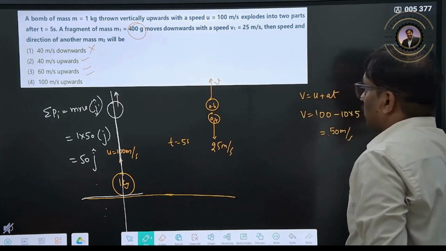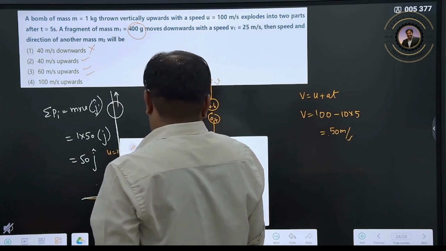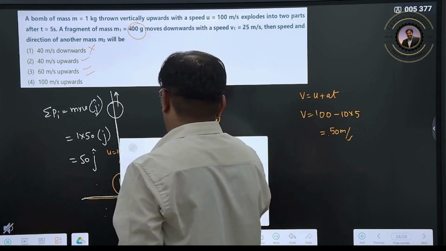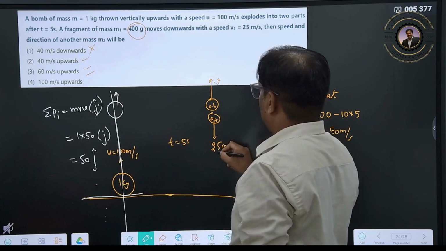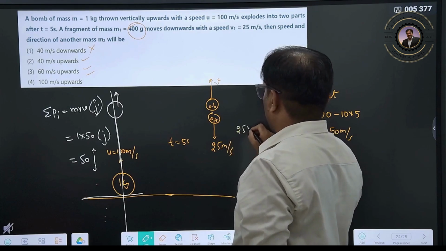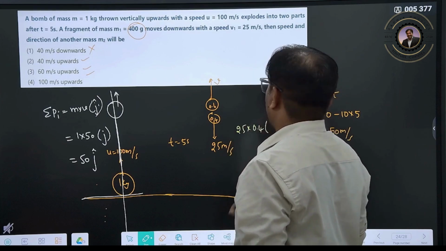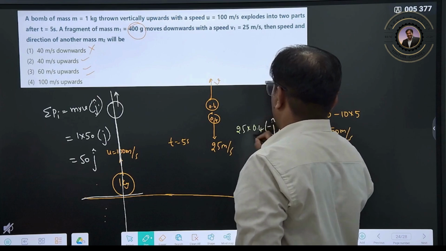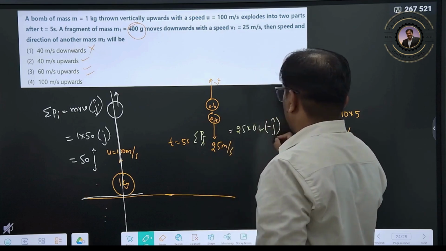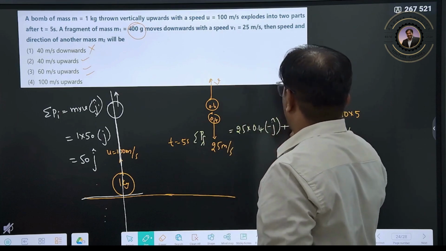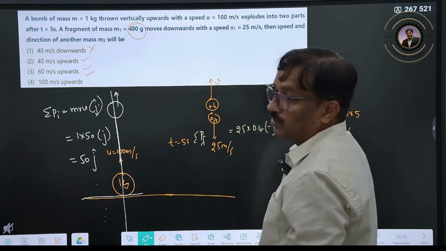Clear? So again conservation of momentum here now. Initial momentum was there, and then the final momentum. What is the momentum here? This is 25 into 0.4. In which direction is it? Therefore minus j cap. This is your final momentum. Therefore plus 0.6 into v j cap, upward.